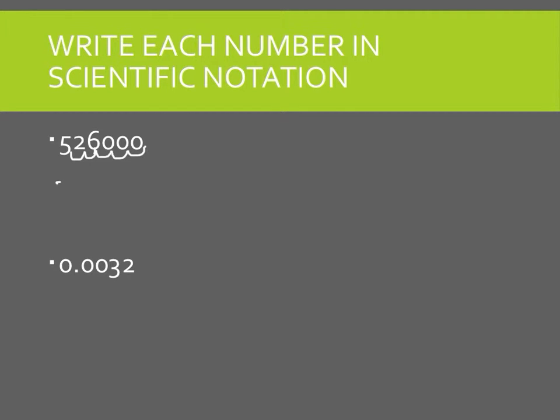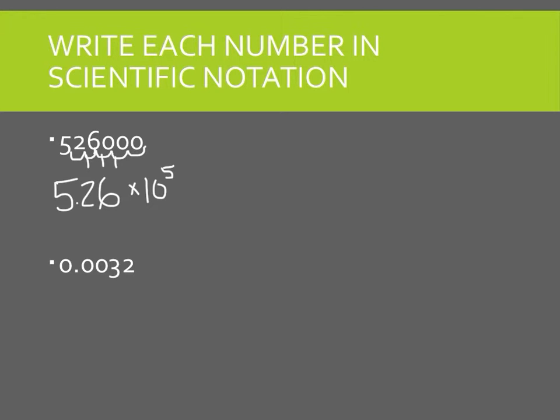And here I have 5.26. Now I need it as a power of 10. So I'm going to multiply it by 10, and I need to multiply it by 10 by the number of times I move my decimal. So 1, 2, 3, 4, 5. So I move my decimal until I got a number that was greater than 1 but less than 10. And then I multiply that by 10 by the number of times I move my decimal.